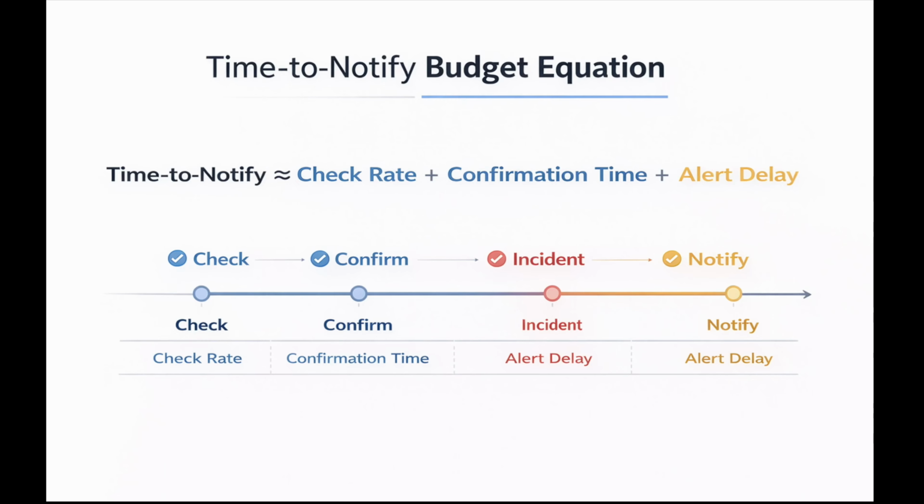The system runs on schedule. A failure can only be detected when a scheduled check runs. That's your first constraint. Then confirmation happens inside that window. Then optionally, alert delay applies. Each component adds structure to the timeline. If you understand those pieces, you can predict the outcome before an incident ever happens.